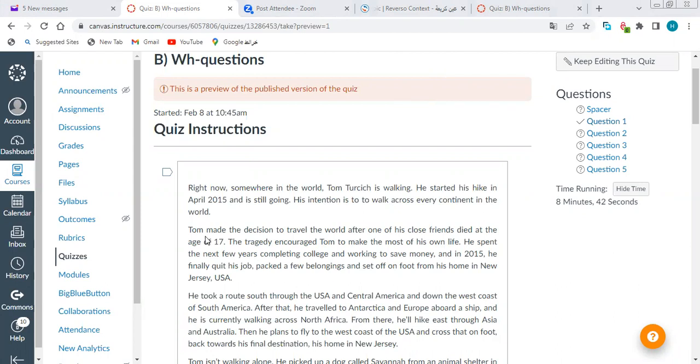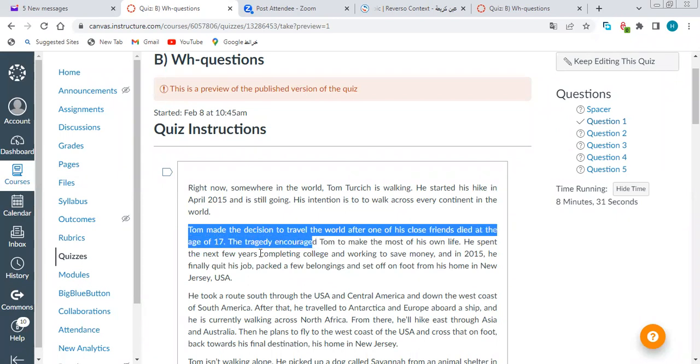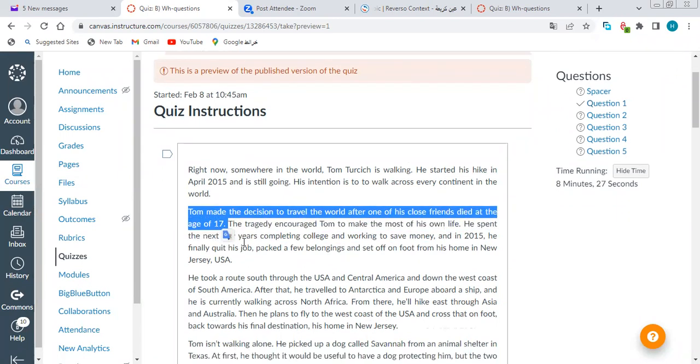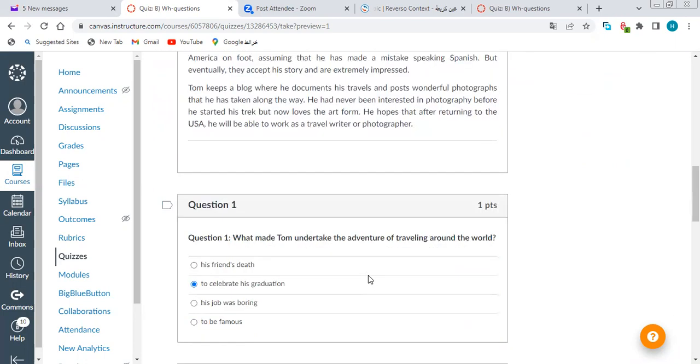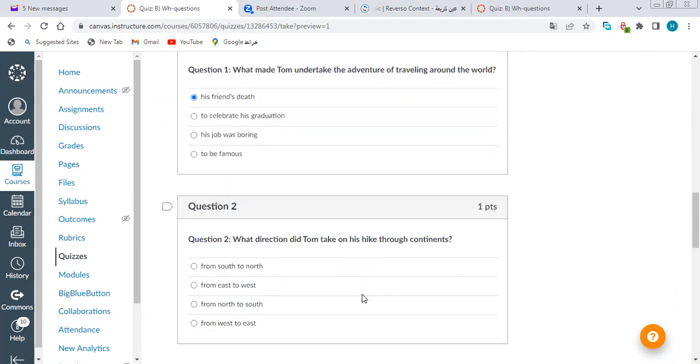As you see here, I say what? Tom made the decision to travel around the world after one of his close friends died at the age of 17. This is the reason, what motivated him. What made him decide to travel around the world? His friend's death. Okay, number 2.